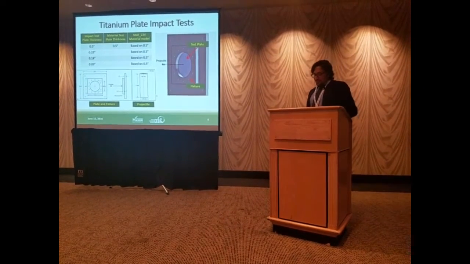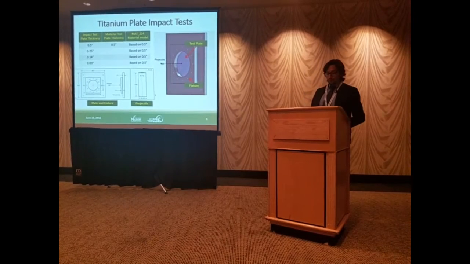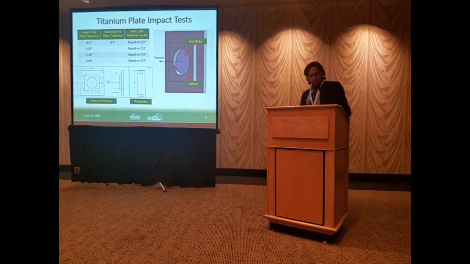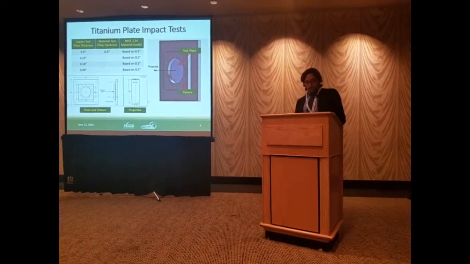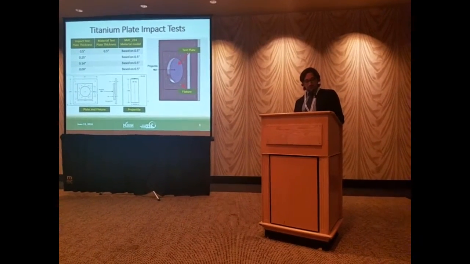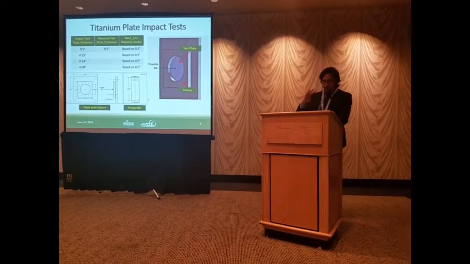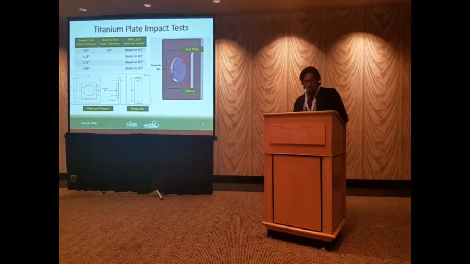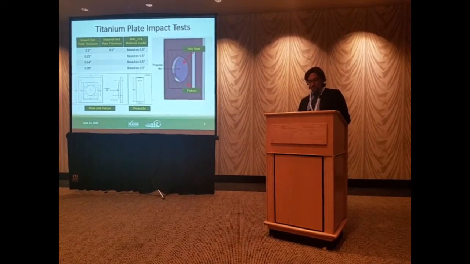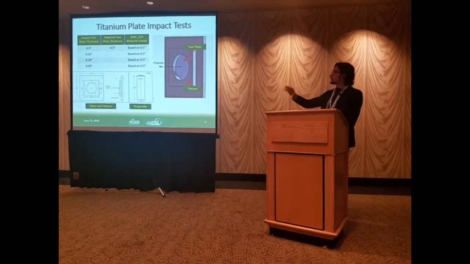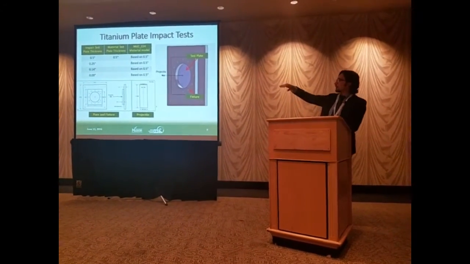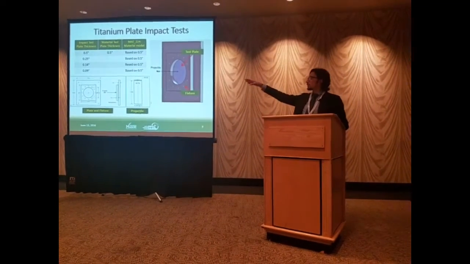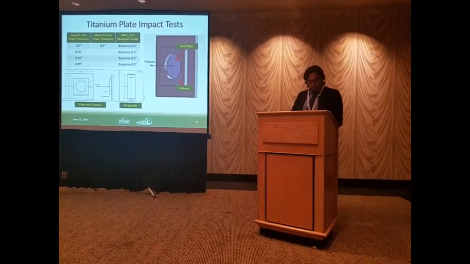To test the ability of the MAT224 material model, we compare the ballistic impact test result with the ballistic impact simulation result. NASA tested 4 different plate thicknesses for the impact test, and we have exactly simulated this geometry. So we have 0.5 inch, half inch, quarter inch, 0.14 inch, and 0.09 inch.